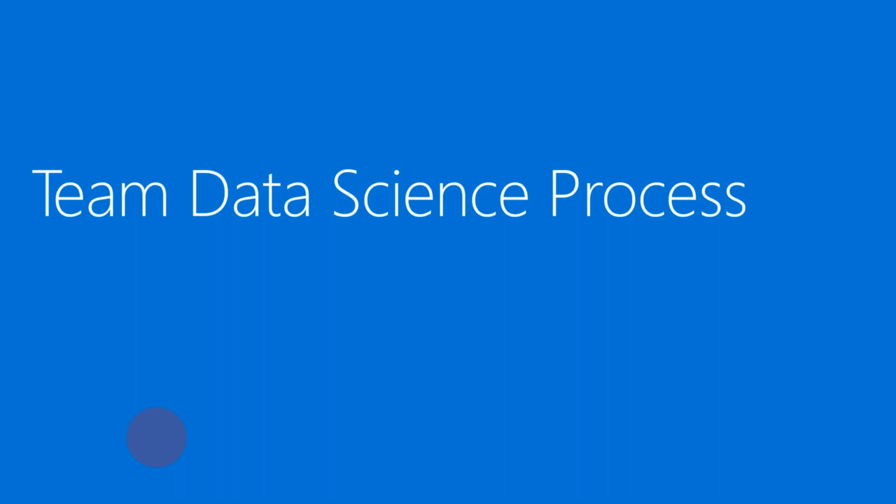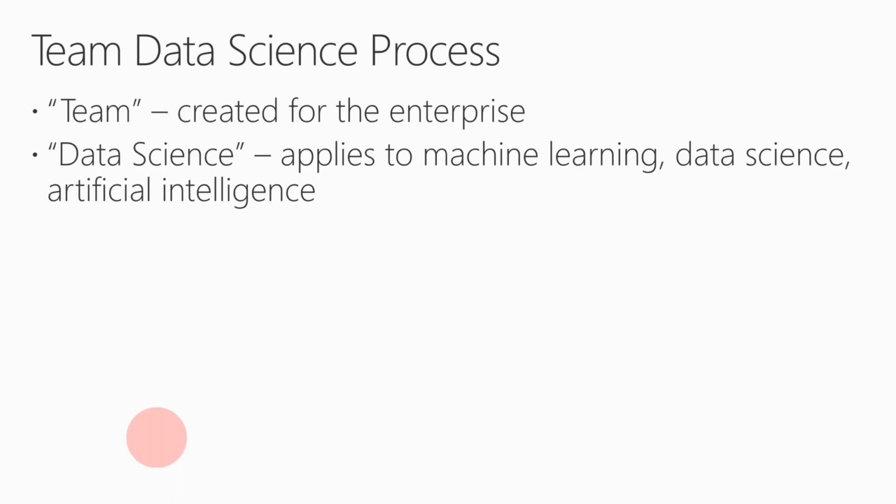Okay, I'm now going to move into this area of team data science process. And the first important word here is team. Team means it was created for the enterprise. And when I was in graduate school and learning advanced analytics, it's often true that one will need to be doing a lot of this processing or complete a project on your own. So a lot of the steps I'm going to be showing for a team data science process can be scaled down to one person.